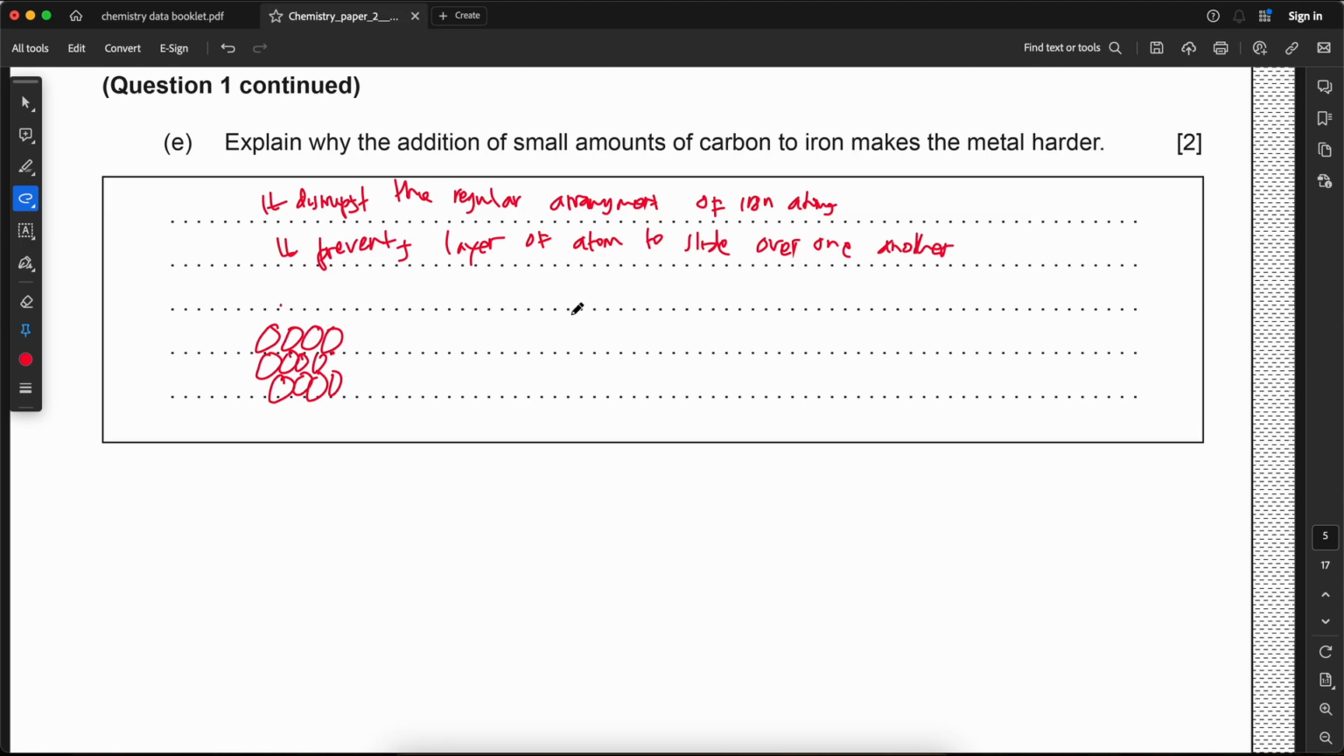But in the case of adding carbon, now the size of the atoms, there is big and then there is small, there is big, there is small. The small one, for example, assume it's carbon, and the big one is iron. So now it's not regular anymore, so it has a different radius, so it will stop layers from sliding over one another. Therefore, it makes it harder compared to only iron.